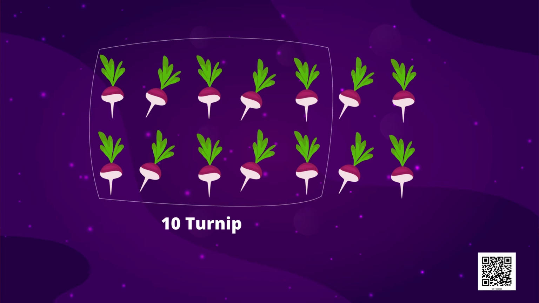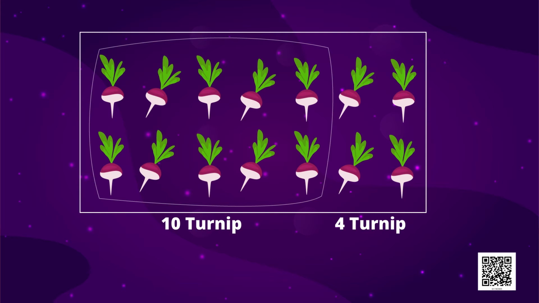So here we have made a group of 10 turnips. That is a 10. There still are some turnips left behind. Let's count. 1, 2, 3, 4. Here 4 turnips are left behind. After grouping 10 turnips, we still have 4 more turnips. So how many turnips were there in all?